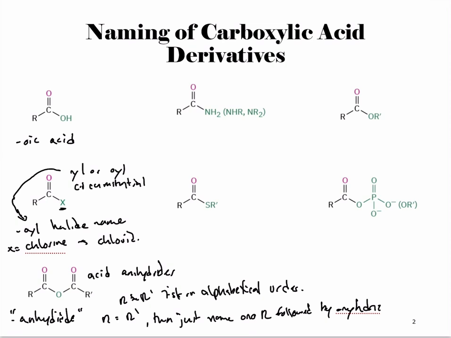Then we have esters we can talk about. And so esters are going to be split into two sides, right? So this overall is called an ester, but this is called the carboxylic acid side. And this is generally referred to as the alcohol side.